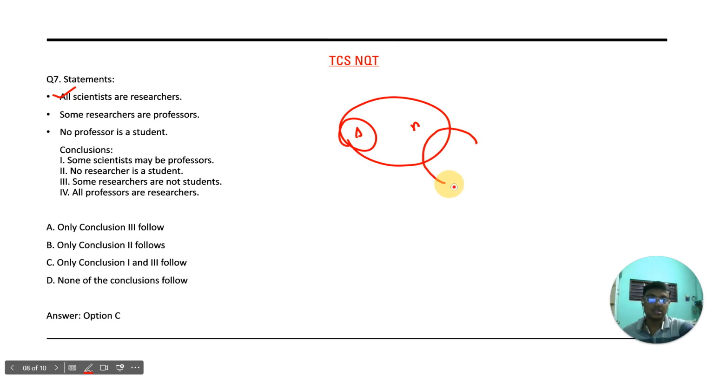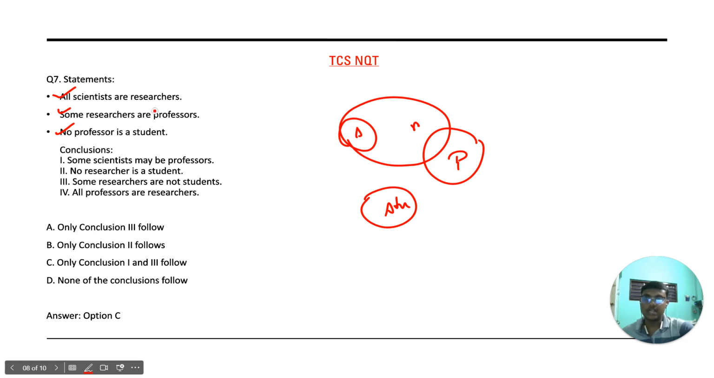Okay, some researchers are professors. Done. Next is no professor is a student. Okay, so we have to make a separate circle for student, and no professor is a student. Okay, so all three statements are done. Let's see the conclusions. So conclusion 1 says some scientists may be professors.